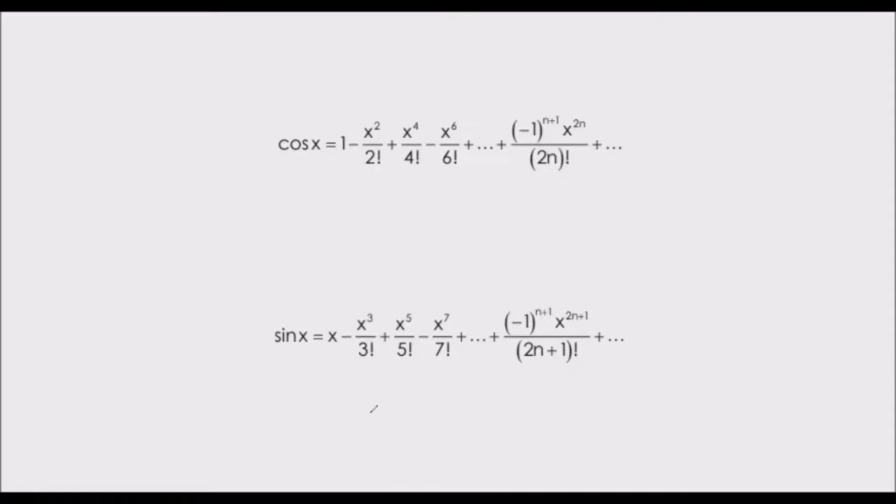Now, sine x can be represented by x minus x cubed over 3 factorial plus x to the power of 5 over 5 factorial minus x to the power of 7 over 7 factorial plus dot, dot, dot, plus negative 1 to the power of n plus 1 times x to the power of 2n plus 1 over 2n plus 1 factorial plus dot, dot, dot.